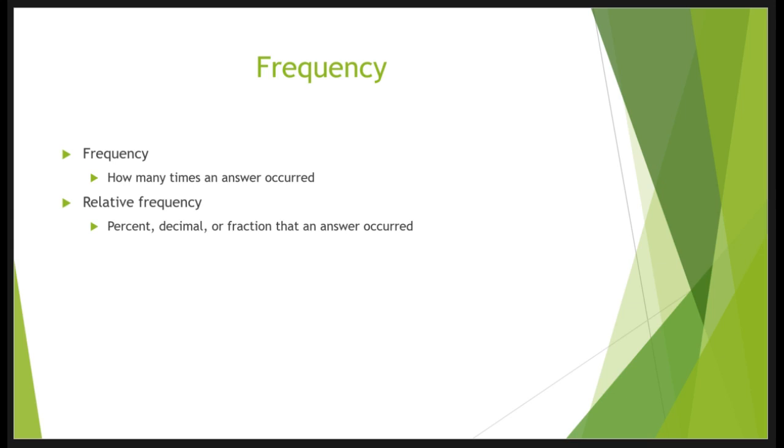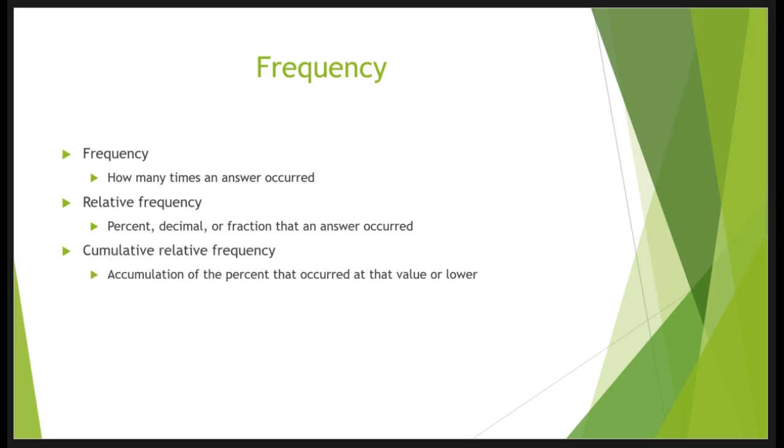So what usually happens is either if our percent was 50%, that rounds to 0.50. But if we had a fraction like 3/11ths, for example, that does not round, and so we round it to 4 decimal places. So just keep that in mind. And then we have cumulative relative frequency, which is an accumulation of the percent that occurred at that value or lower. We will go over an example of all of these next. And these are the 3 main terms that we are going to cover right now.